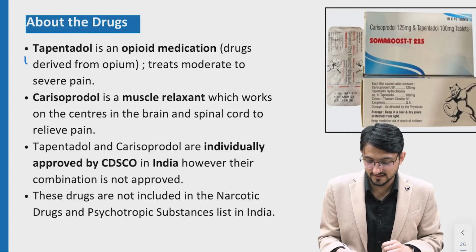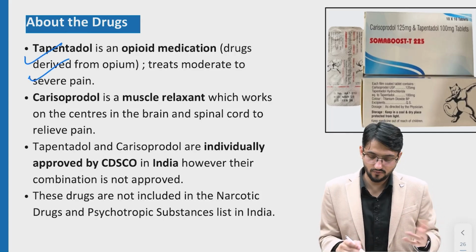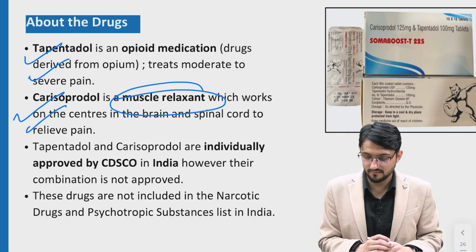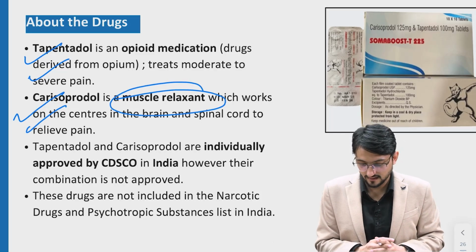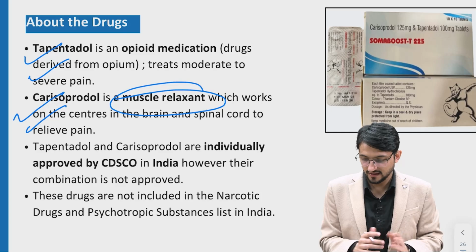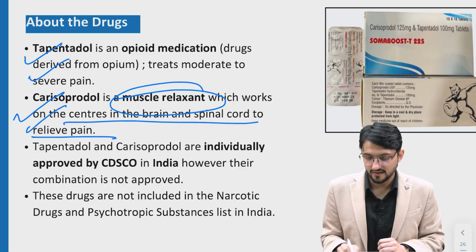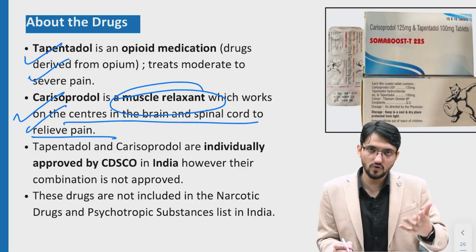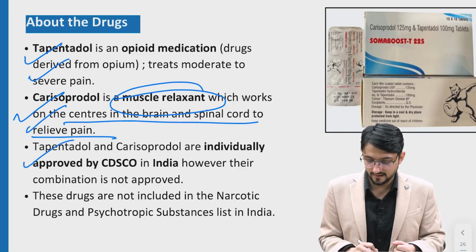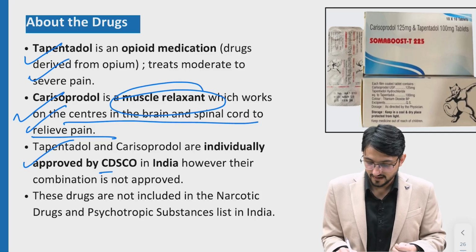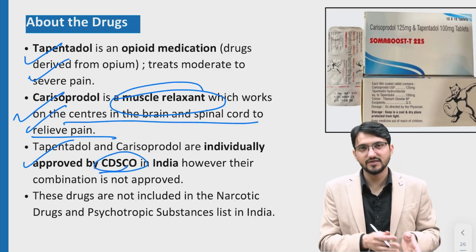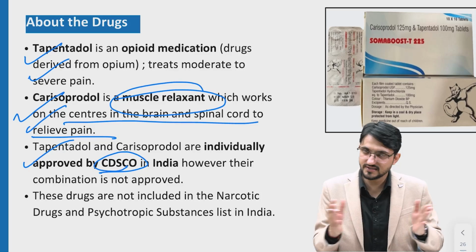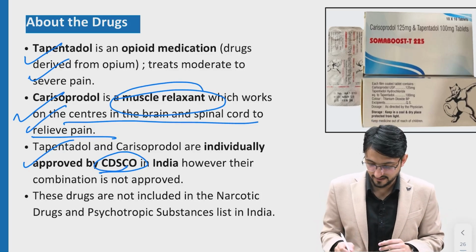So I have already discussed, these are opioids created from opium. These two are basically muscle relaxants, and work on the nervous system, or let's say the center of the brain, and relieve you of your pain. And they have been approved by CDSCO, and CDSCO also regulates the export and import of the drugs in India.